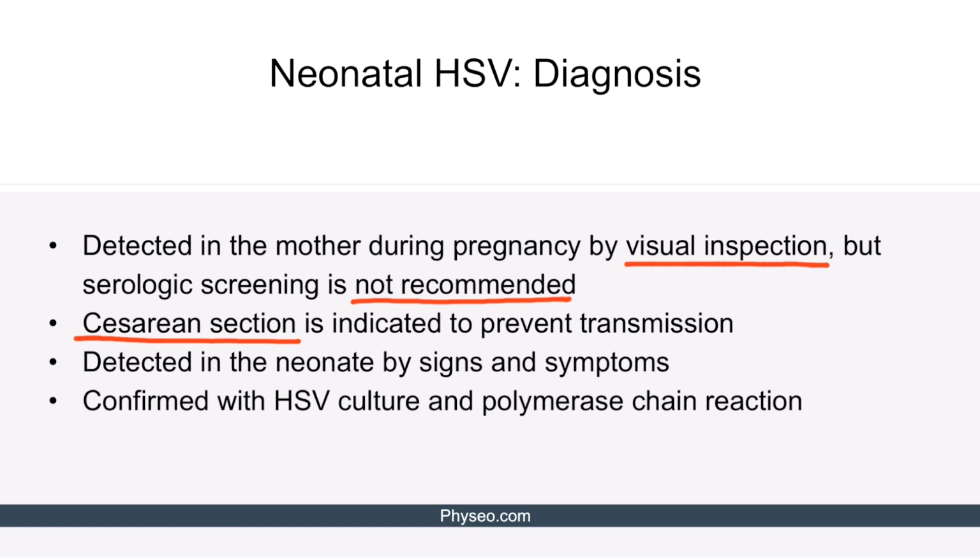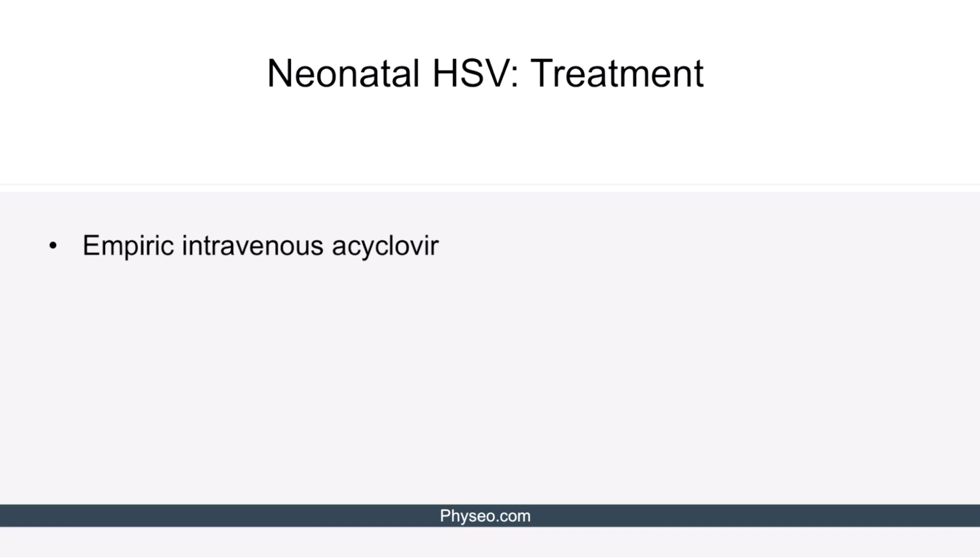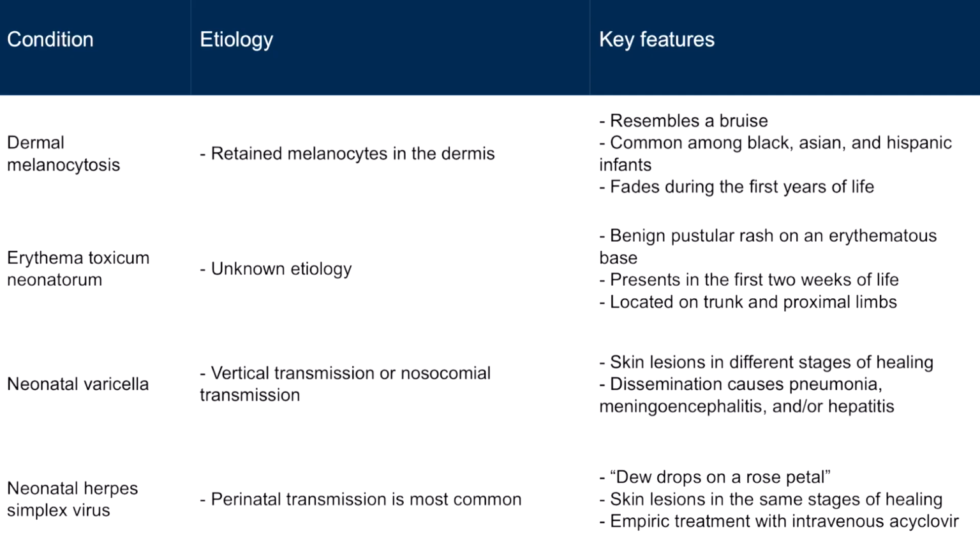So that's how we diagnose it in the mother, but how do you diagnose it in the neonate? Well, diagnosing HSV in a neonate is based on recognizing the skin lesions as well as other signs and symptoms. And once you have that clinical suspicion, then you confirm that with an HSV culture and polymerase chain reaction, or PCR. And how do you treat it? Empiric IV acyclovir. Here's a table summarizing the high-yield concepts discussed in this lecture and the previous lecture. And now you have a consolidated area where you can compare and contrast these very similar neonatal rashes. And that concludes this section.